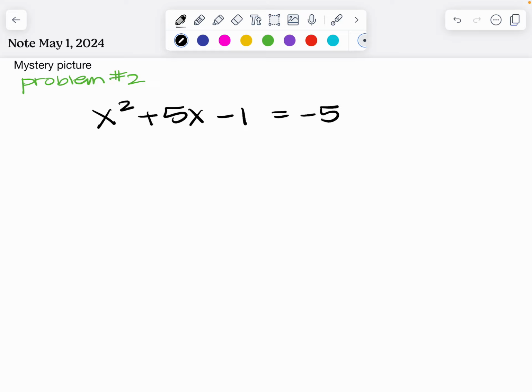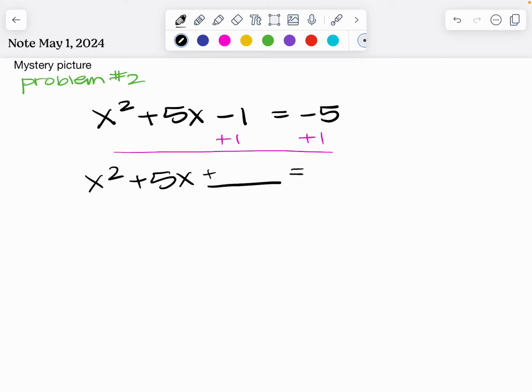So if you're looking at your foldable, this would be an example of the very last flap at the very bottom. And the first thing I'm going to do is take this 1 over to the other side. All right, so I have x squared plus 5x. I'm going to leave a blank for the c I want. And on the other side, I now have a negative 4.